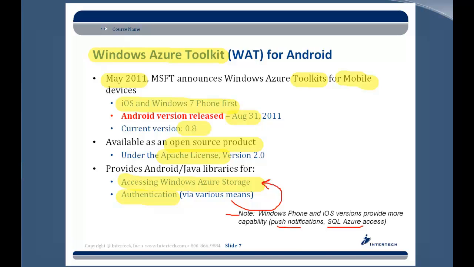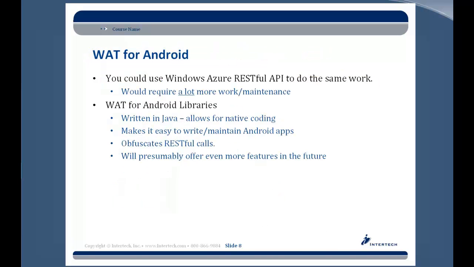Okay, so the Windows Azure Toolkit for Android, again, provides access to storage and to authentication services. A couple of things I should note here. You wouldn't absolutely need this toolkit. In other words, everything in Windows Azure is available essentially through a RESTful API. So you could do the same work, writing essentially your own Java code to access these services, the hard way. And when I say the hard way, I mean a lot more work and a lot more maintenance as far as that code is concerned. As we'll see, the API is actually doing this for us underneath the covers.